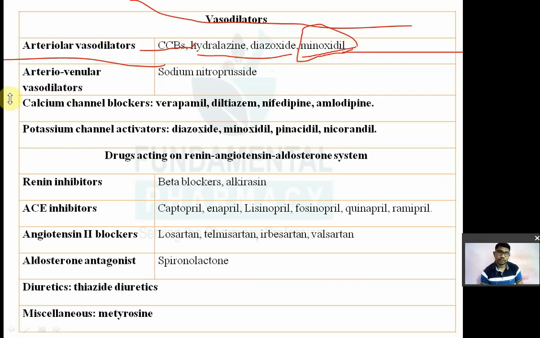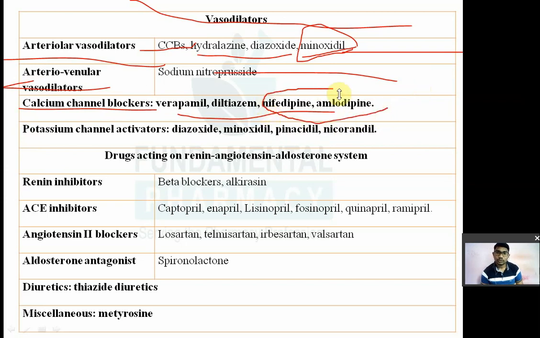Then the next class of vasodilator is the arteriovenular vasodilator, meaning they will dilate both arteries as well as veins. The example is sodium nitroprusside. Then the next class will be calcium channel blockers. Examples are verapamil, diltiazem, nifedipine, amlodipine, isradipine. The dipines are nothing but dihydropyridine derivatives. They are also calcium channel blockers, but they are dihydropyridine derivatives. Verapamil and diltiazem are different. I will explain this again at the time of the individual drugs.